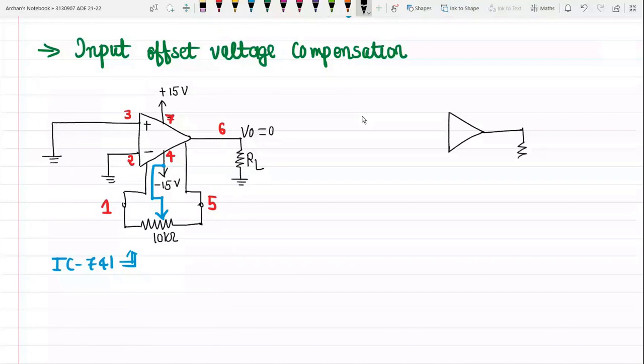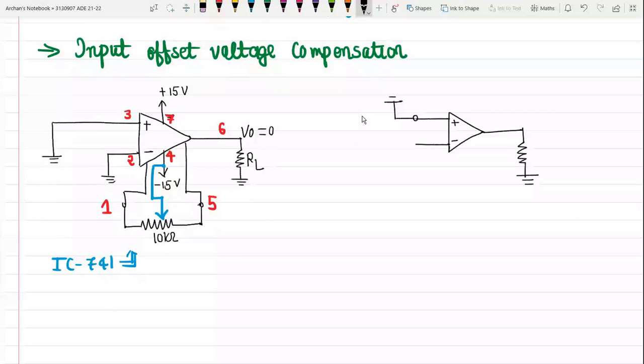So this is our general case where we have two input terminals. One is the non-inverting terminal. Let us say the non-inverting terminal is grounded. So this is my V1, which is equal to 0 volt.